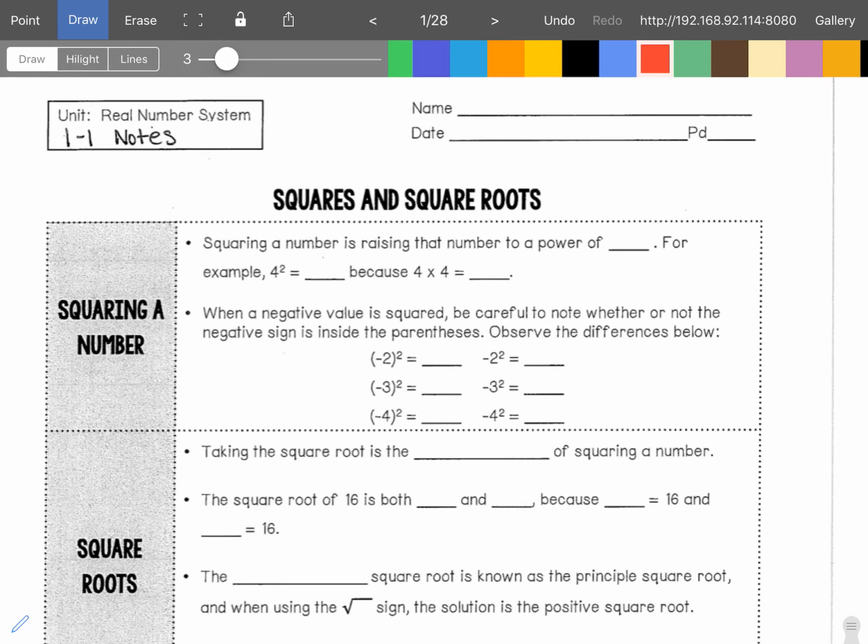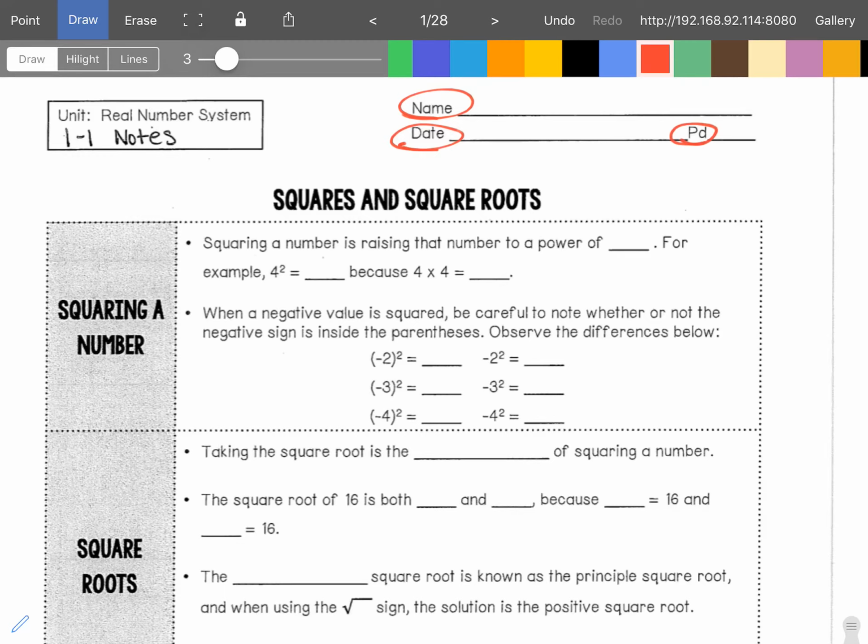Okay, don't forget that even though you have an entire unit at one time in your binder, you need to still go ahead and put your name, the date, and the period. If somehow one of your papers gets misplaced, I will know who to get it to.